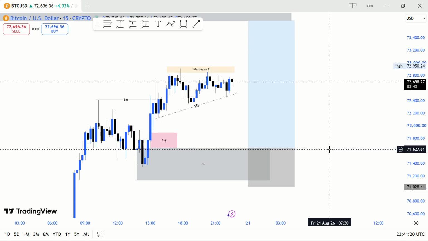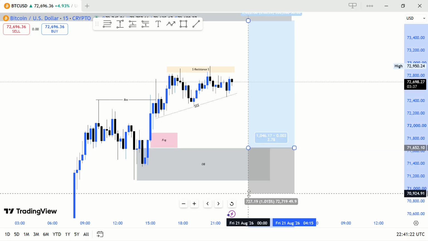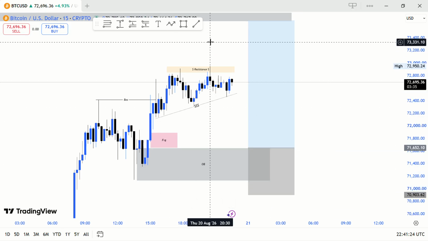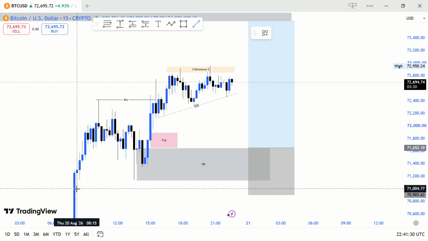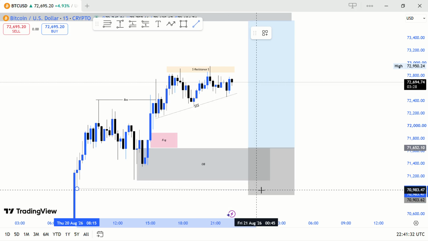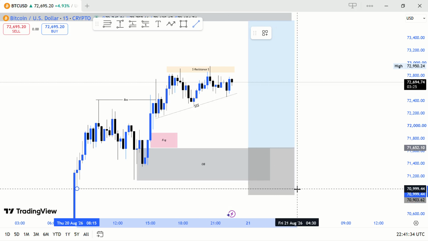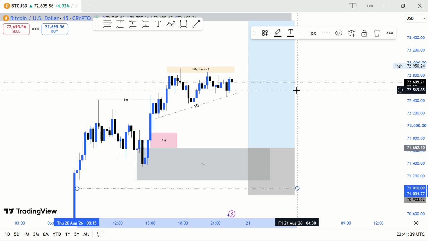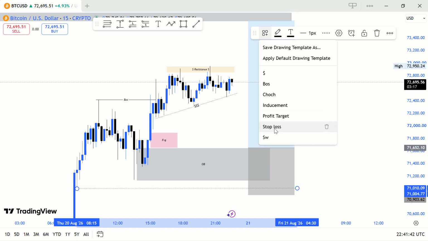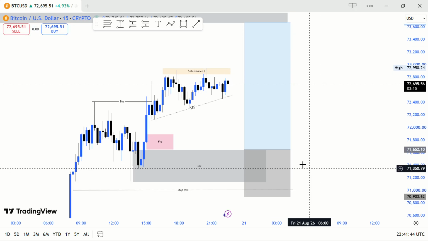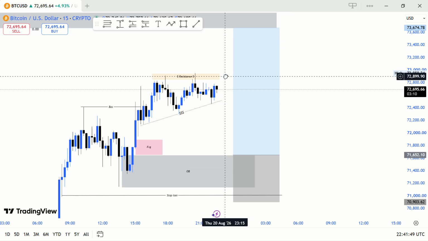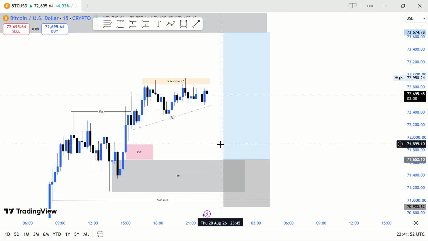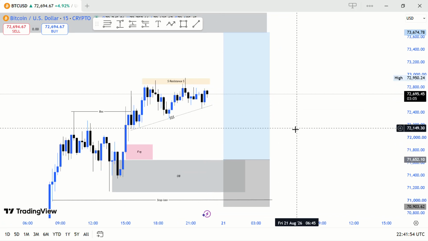Yeah, this is our Bitcoin. Stop loss should be around this level. Yes, this level. Stop loss should be below this level, yeah. And then we get to that level after I take profit. So guys, keep it simple.